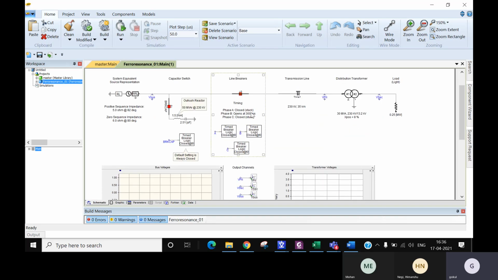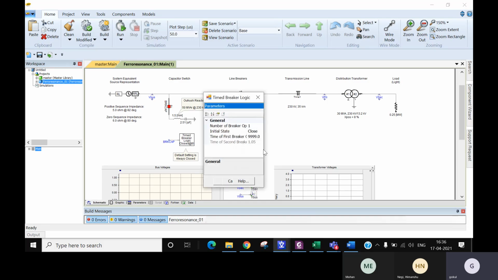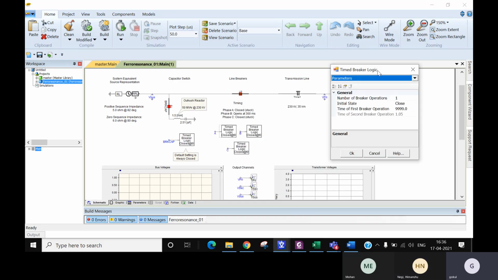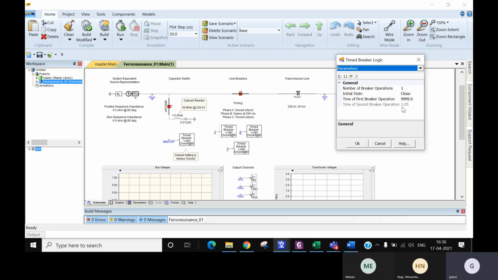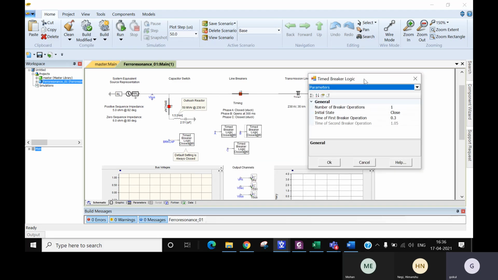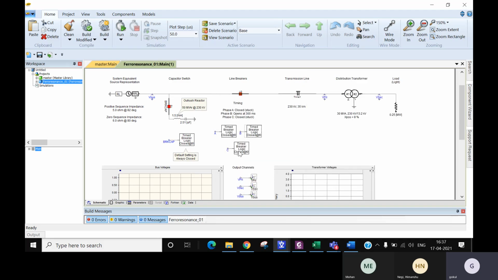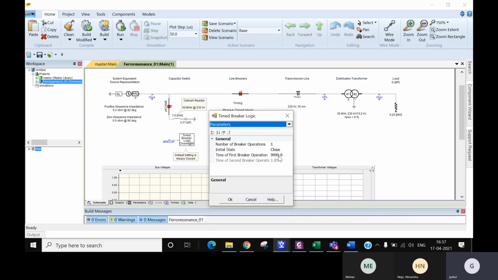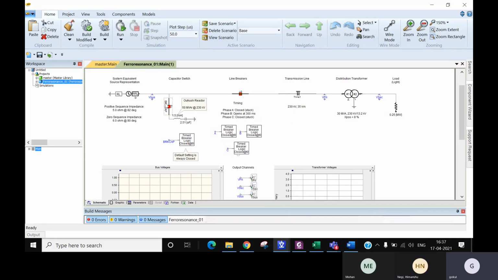The same thing they have done: phase A closed stuck, then phase B opens at 300 milliseconds, and phase C closed stuck, which they are going to open, de-energizing it. You get the point, right? 9999 means nothing happens, they are not going to open or close it. At 0.3 they are going to open and close it. And circuit breaker C is the same, 999, it's not going to do anything.